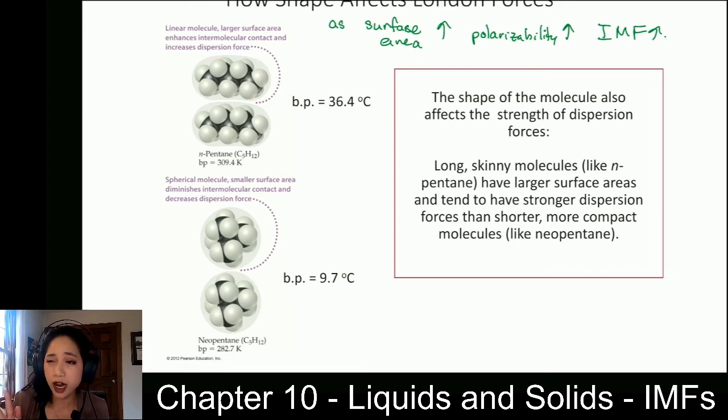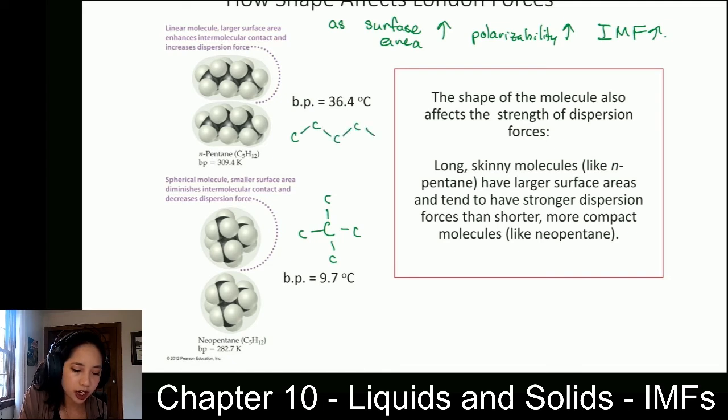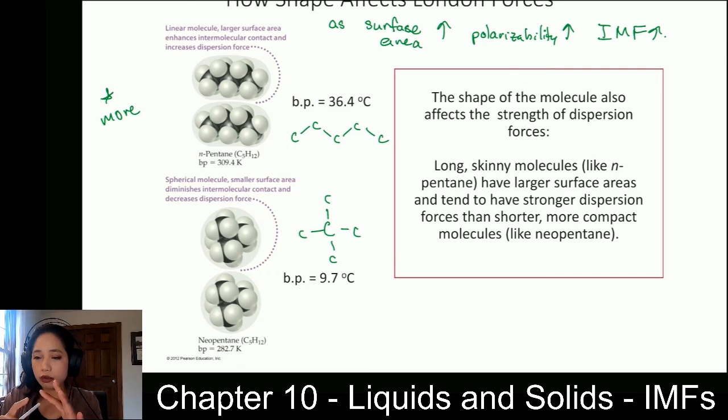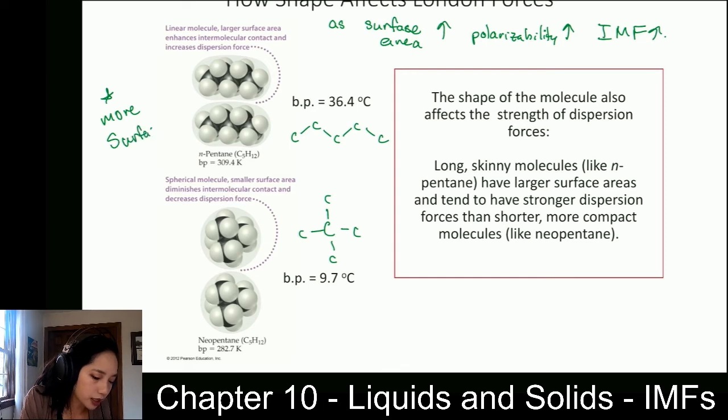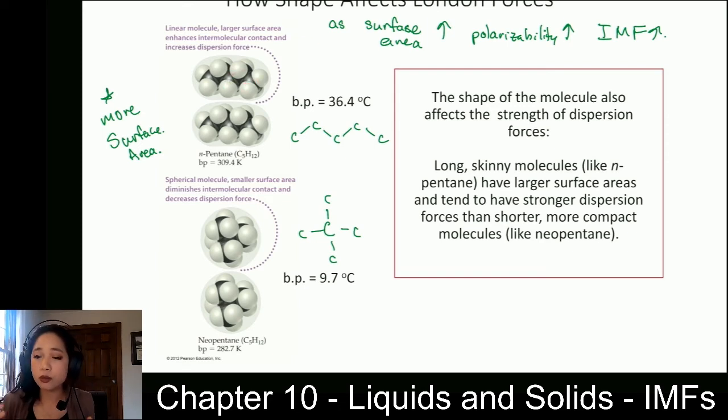This is pentane, so there are 5 carbons here. In these two examples, we have a 5 carbon chain in a straight line versus neopentane, where we have 1 carbon in the middle and then 4 carbons around it. In our straight chain, there is more surface area around the whole molecule, because you're elongating it, taking advantage of all of the surface area, making it as large as possible. So linear molecules have a larger surface area, and electrons have more space to distort themselves.